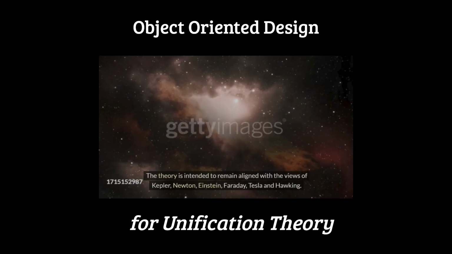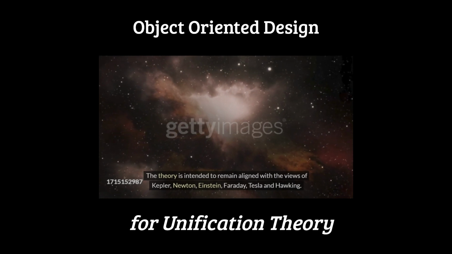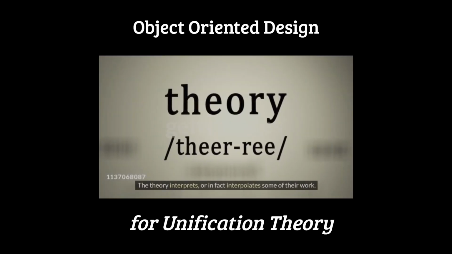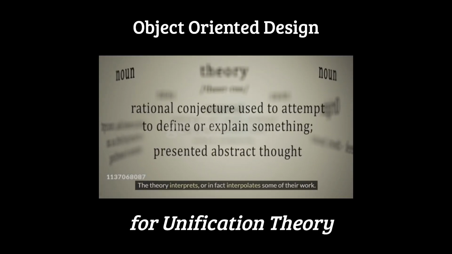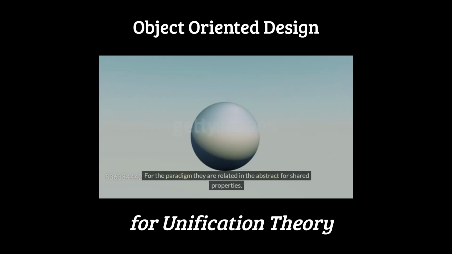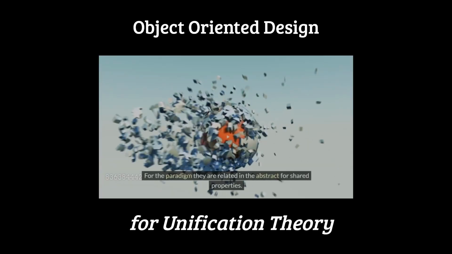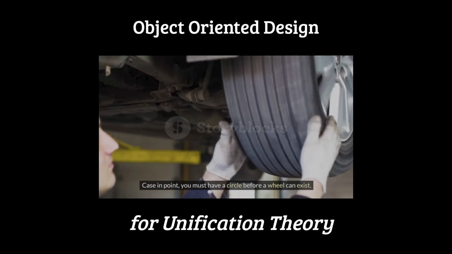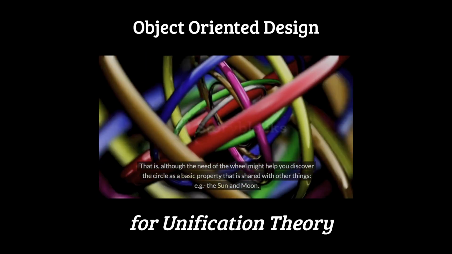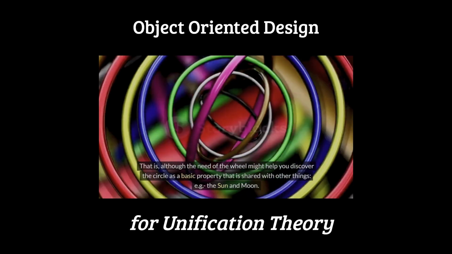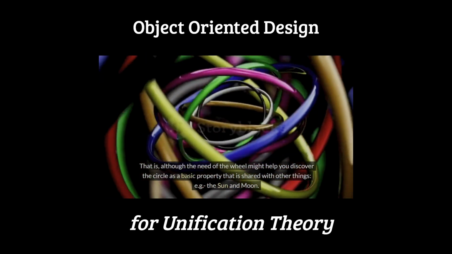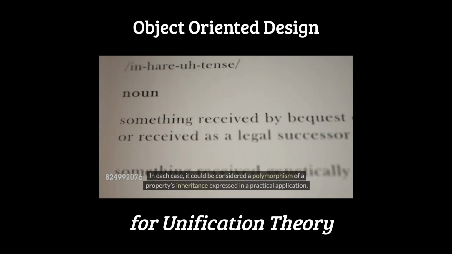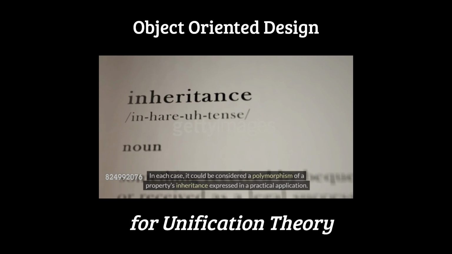The theory is intended to remain aligned with the views of Kepler, Newton, Einstein, Faraday, Tesla, and Hawking. The theory interprets, or in fact interpolates some of their work. For the paradigm they are related in the abstract for shared properties. Case in point, you must have a circle before a wheel can exist. That is, although the need of the wheel might help you discover the circle as a basic property that is shared with other things, for example the sun and moon. In each case, it could be considered a polymorphism of a property's inheritance expressed in a practical application.